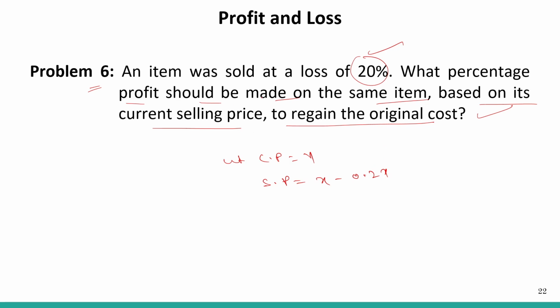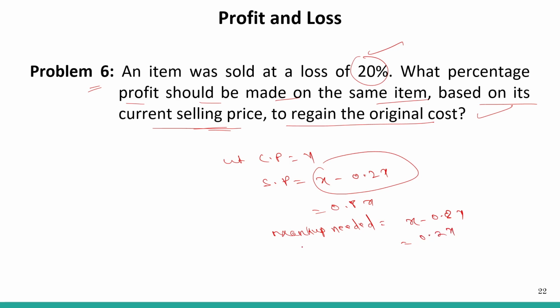So what percentage of profit should be made on the same item based on its current selling price? The current selling price is equal to 0.8x, to regain the original cost. So let the markup needed be equal to x minus 0.8x, which is equal to 0.2x. So 0.2x is what we need. Okay, so profit percentage.